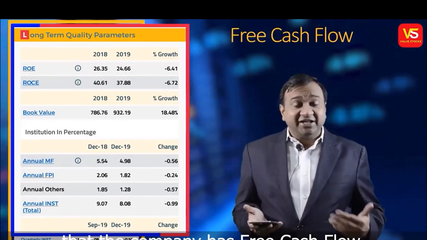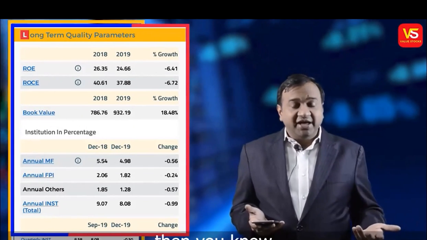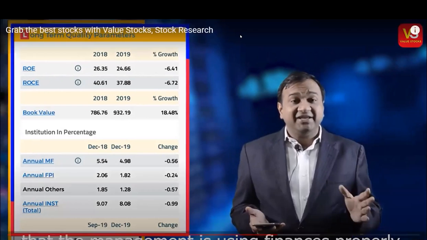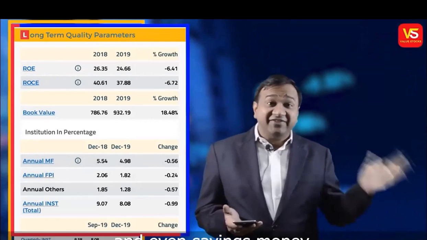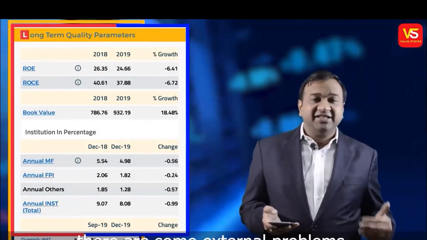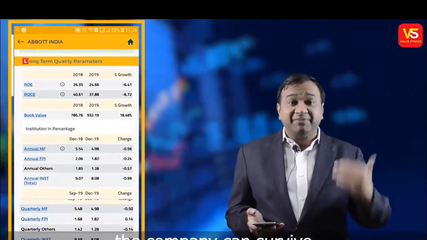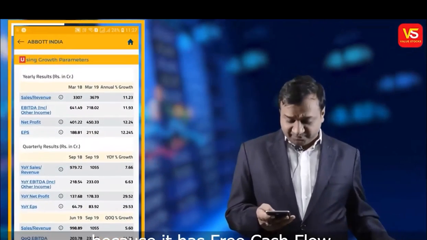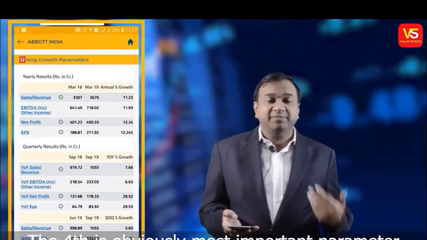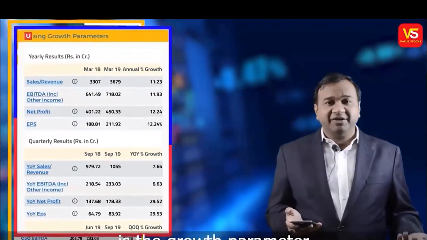Once you understand that the company has free cash flow, then you know that the management is using its finances properly and even saving money. So in case there are some external problems, the company can survive on its own because it has free cash flow. The fourth, obviously the most important parameter, is the growth parameter.